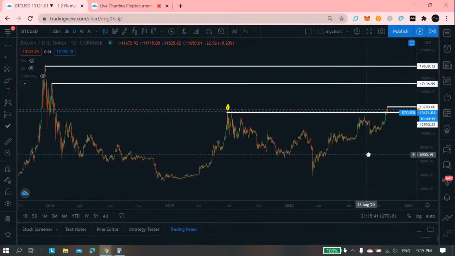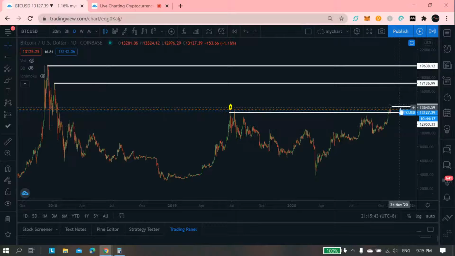So remember this, the resistance I'm looking at is still the 13,780 using this candlestick. The next breakout of this level could possibly retest the 17,100 area. And after that, possibly the all-time high.